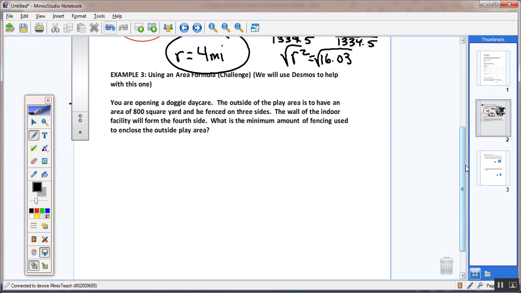Go ahead, Maddie. You are opening a doggy daycare. The outside of the play area is to have an area of 800 square yards and will be fenced on 3 sides. The wall of the indoor facility will form the 4th side. What is the minimum amount of the fencing used to enclose the outside play area?